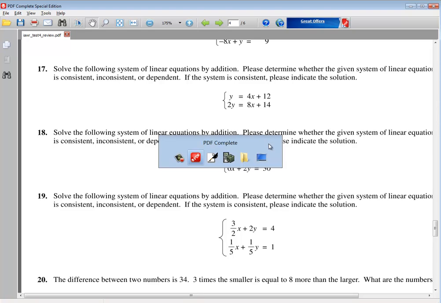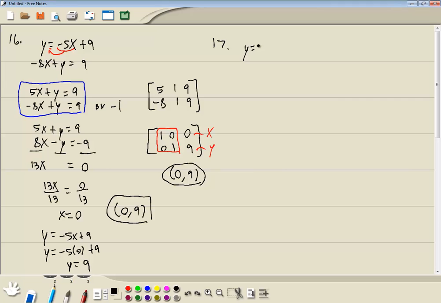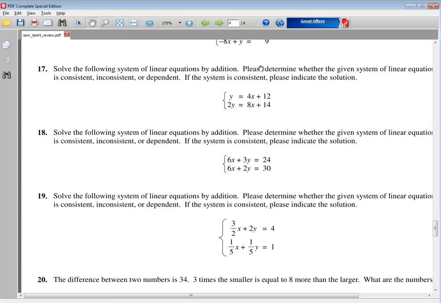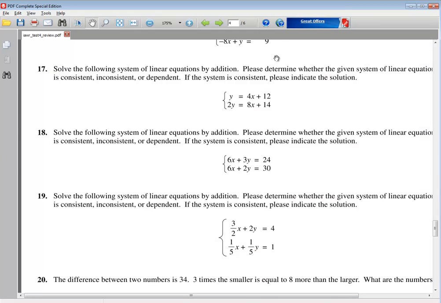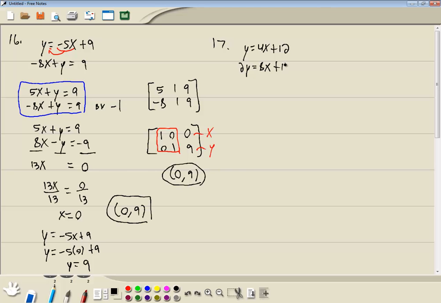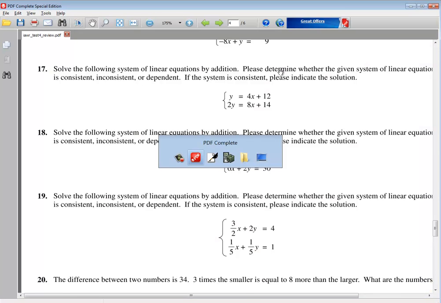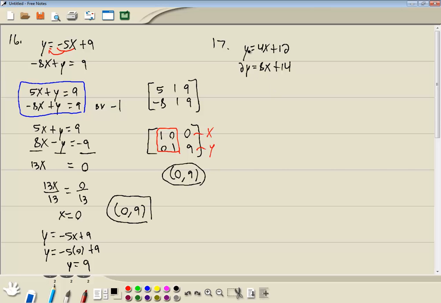Solved by addition. So we got y is equal to 4x plus 12, and we got 2y equals 8x plus 14. Technically, you do not have to have all the variable terms on one side. You just have to have the like terms lined up. Y's are lined up, x's are lined up, and the numbers are lined up. I'm going to leave it in this form just to demonstrate that. This one, everything was not lined up to begin with. You know, of course, your equals has to be lined up too.